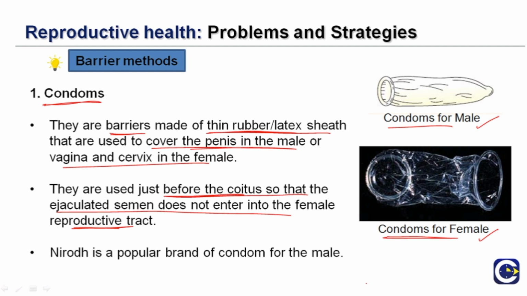So if you are using condoms, the male partner does not need to withdraw the penis from the female reproductive tract. If you are using a condom, you can actually ejaculate within the female reproductive tract, because the condom, a thin rubber latex sheath, will provide the barrier, provide proper contraception and prevent fertilization. Nirodh is a popular brand of condoms for the male.